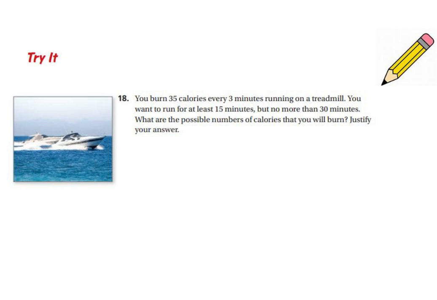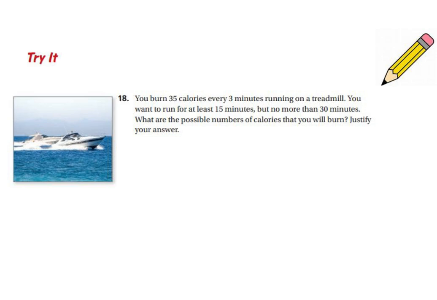We finally reached the end of this one. You burn 35 calories every 3 minutes running on a treadmill. You want to run for at least 15 minutes, but no more than 30 minutes. What are the possible numbers of calories that you'll burn? So we need to set up our ratios or set up our proportions.